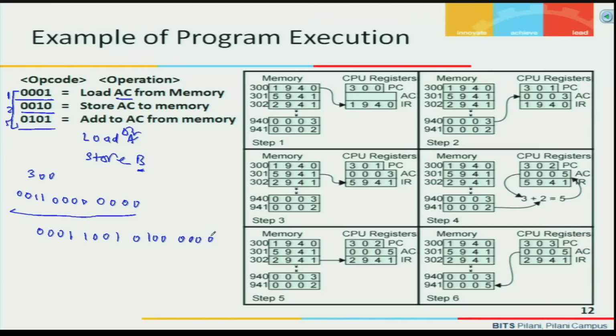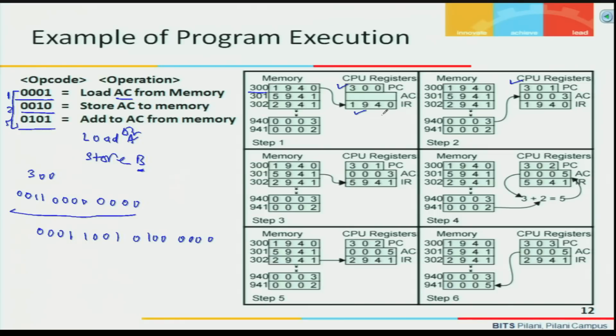Okay. So like that. So now what does PC contain? 300, the address of this memory location. So the contents of memory location 300, which is 1940, will be loaded into the IR. 1940 here you can see in IR, and the PC value is incremented by 1. So you can see the PC value is 301.